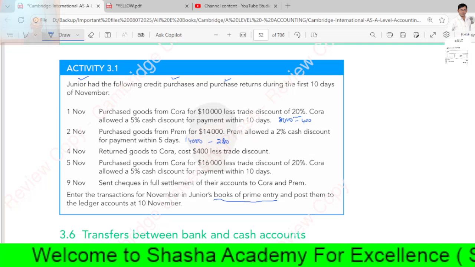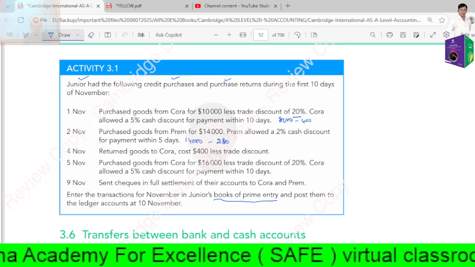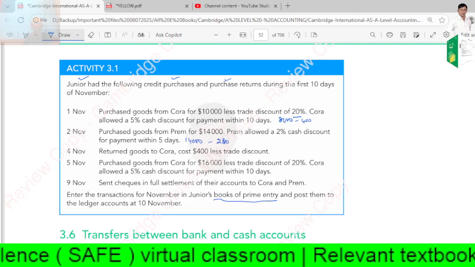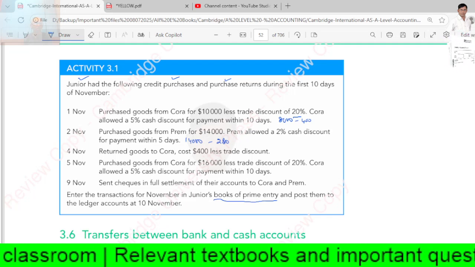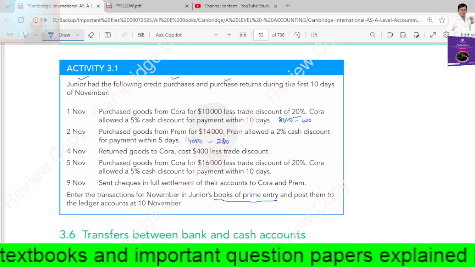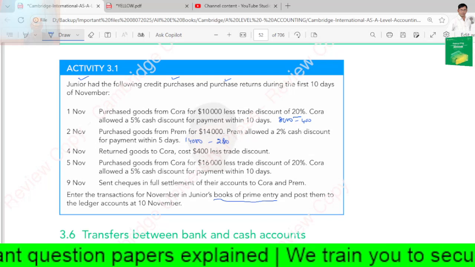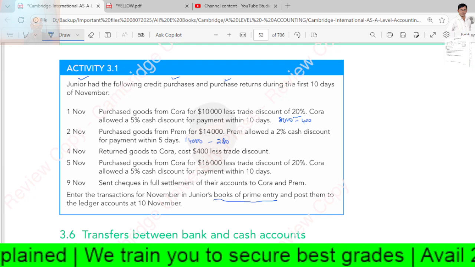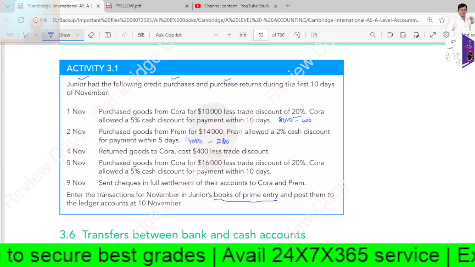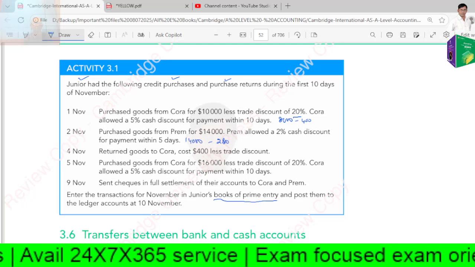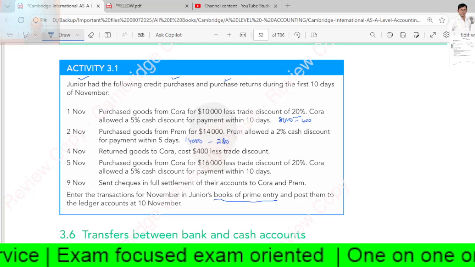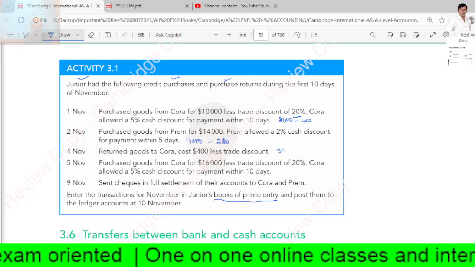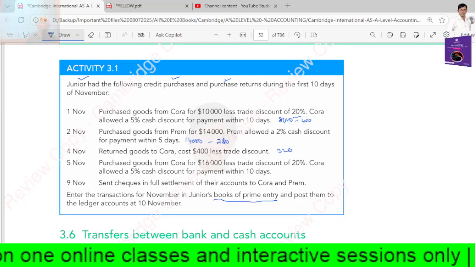Return goods to Cora cost 400 less 10% less trade discount. So you sold to Cora at a discount of 20%. So you are receiving back 400. So 400 minus 20% is 80, so 320. So it will be recorded at 320.